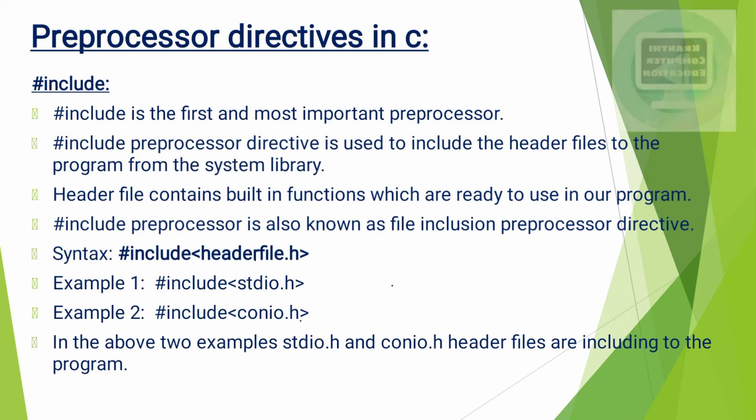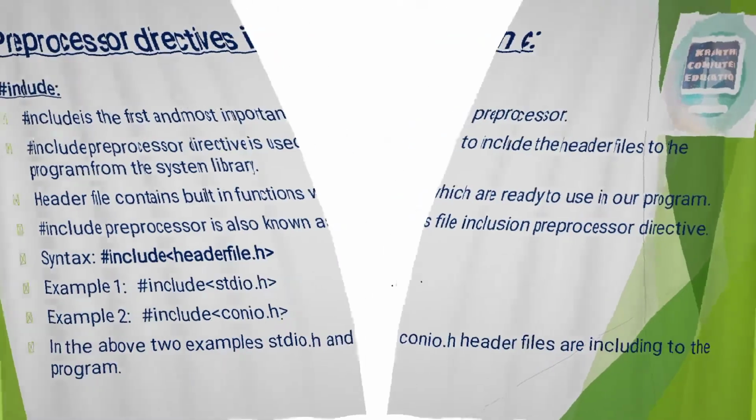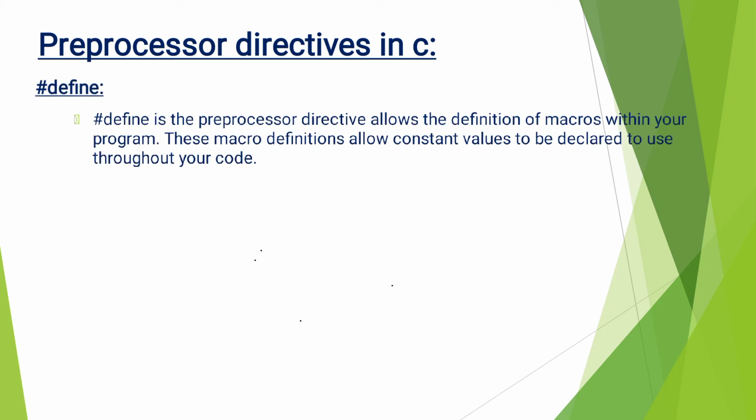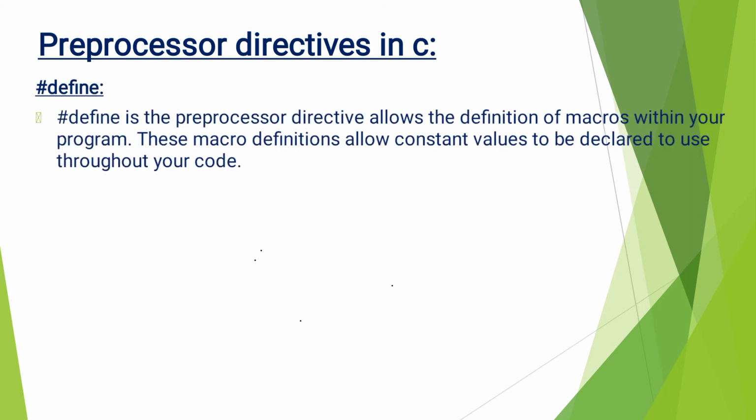Now we are going to see the next preprocessor directive, #define. Let's see #define now. #define is a preprocessor directive and it allows the definition of macros within your program. These macro definitions allow constant values to be declared to use throughout your program. #define is used to create macros.